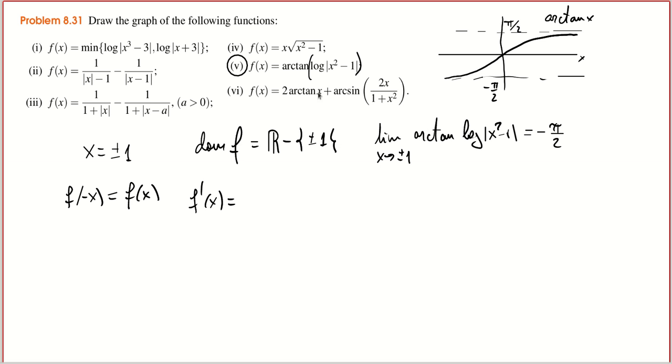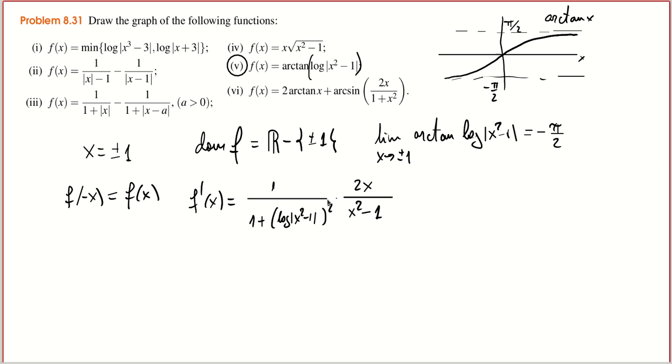Okay, let's now take the derivative and see the growth behavior of this function. So we first have to take the derivative of this composition of 3 functions, right? So we take the derivative of the arctangent first. The derivative of the arctangent is 1 over 1 plus the square of the argument, so the logarithm of this squared. And then we have to multiply by the derivative of the logarithm. The derivative of the logarithm of the absolute value of x is 1 over x, right? So this is equal to the derivative of the argument, 2x, divided by x squared minus 1, without absolute value, like this. All right?